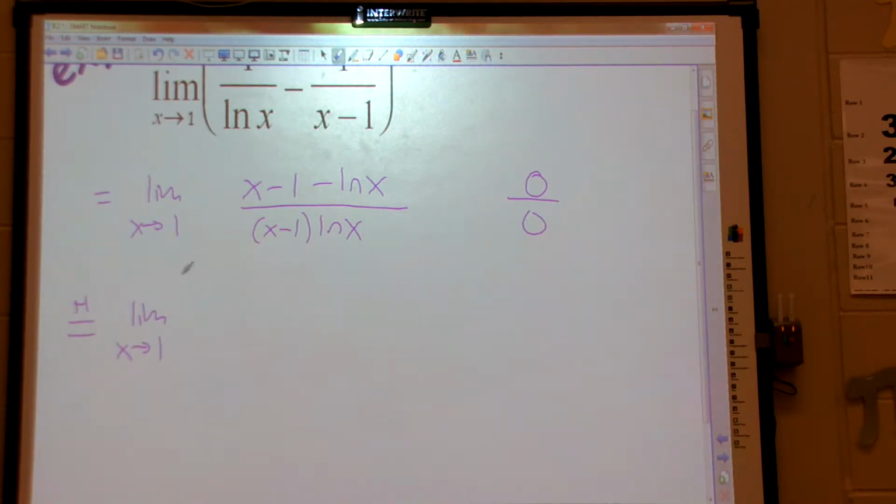Do not drop your limit. So derivative of x is just 1. That's 0. That's 1 over x. Here, product rule, correct? Which says the first, derivative of the second, which is 1 over x, plus derivative of the first is 1 times the second.